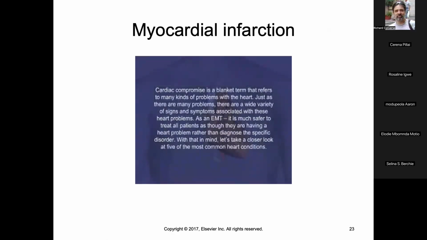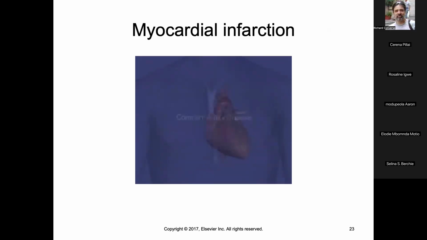Cardiac compromise is a blanket term that refers to many kinds of problems with the heart. Just as there are many problems, there are a wide variety of signs and symptoms associated with these heart problems. As an EMT, it is much safer to treat all patients as though they are having a heart problem, rather than diagnose the specific disorder. With that in mind, let's take a closer look at 5 of the most common heart conditions.